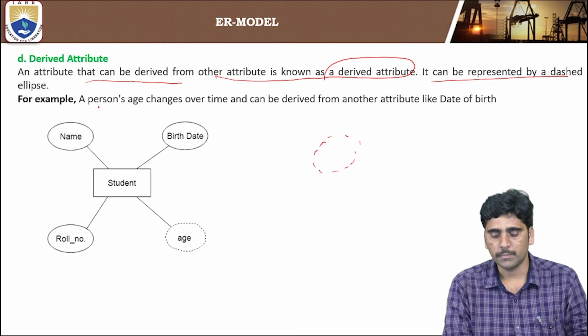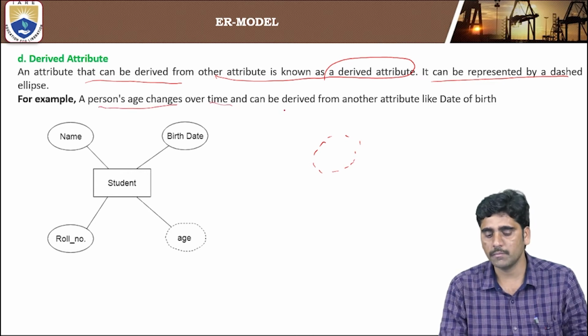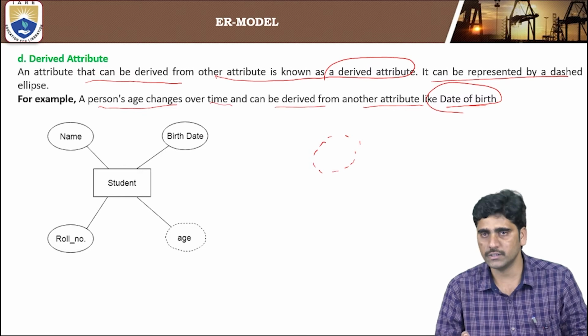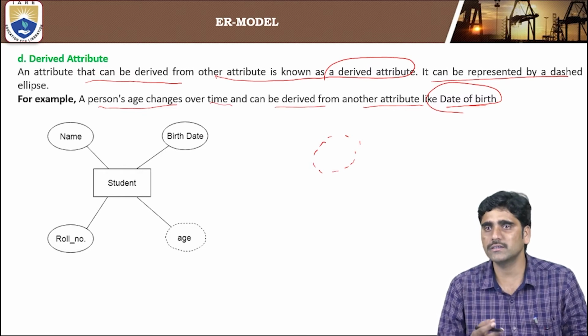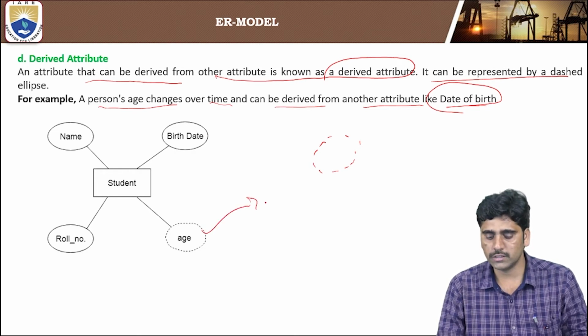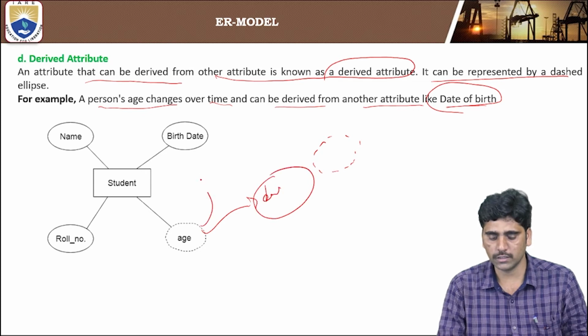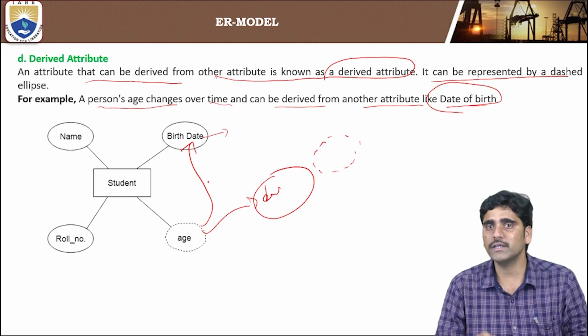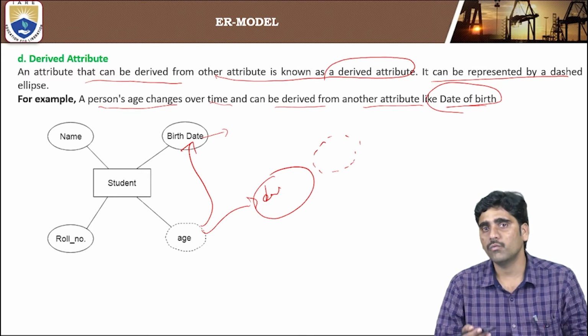For example, a person's age changes over time and can be derived from another attribute like date of birth. Depending upon the date of birth and the year, the person's age changes. Every year the age is incremented by one. So this age depends on the date of birth, and every year it changes as the years increment.